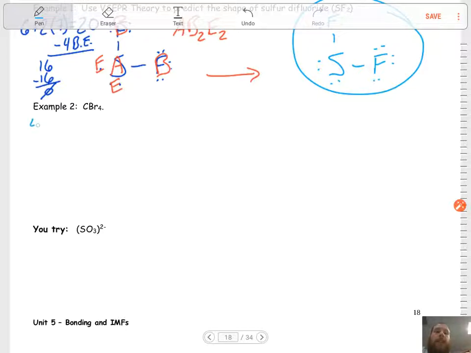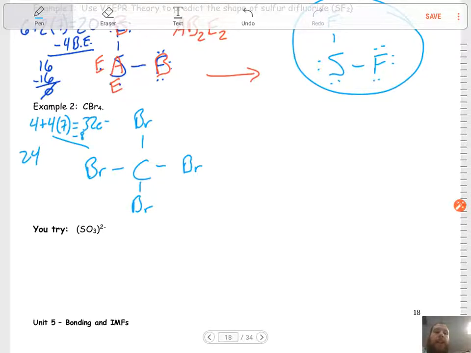So carbon has 4. I've got 4 bromines that have 7 valence electrons each, so that gives me a total of 32 electrons that I've got to keep track of. So again, start with it. Central atom is going to be C, with Br, Br, Br, Br. Connect those for my skeleton structure. So I'm going to subtract 2, 4, 6, 8. 32 minus 8 gives me 24 other electrons. Well, that's going to be taken up with all these bromines because they all need 6 more.